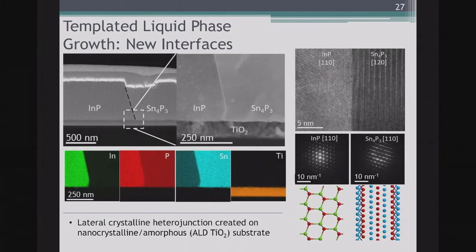But if there's another substrate which has a totally different crystal structure which my material doesn't want to take, that will force the material that I'm growing to take that undesired crystal structure. It'll cause all kinds of nonsense, all kinds of problems.